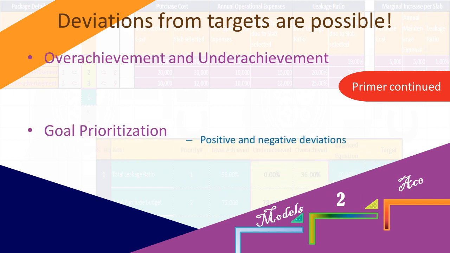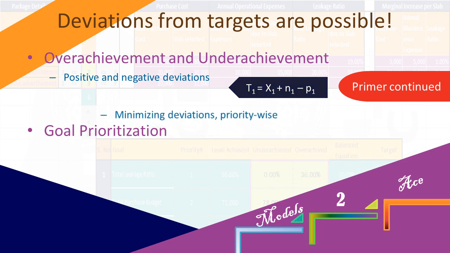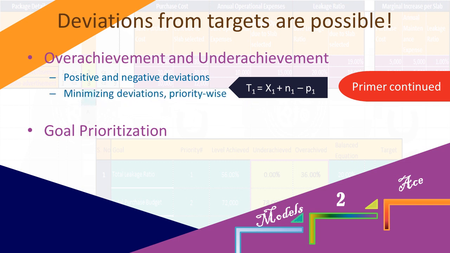When we shoot past a target goal, overachieving it, the deviation is positive and is denoted by P. When we fall behind a goal, the negative deviation is denoted by N. So, if target T1 is overachieved by a value P1 and underachieved by N1, though both not necessarily simultaneously, the resultant target value is T1 plus P1 minus N1. Note that a deviation, such as N1 or P1, is always to be minimized, whether it is positive or negative.